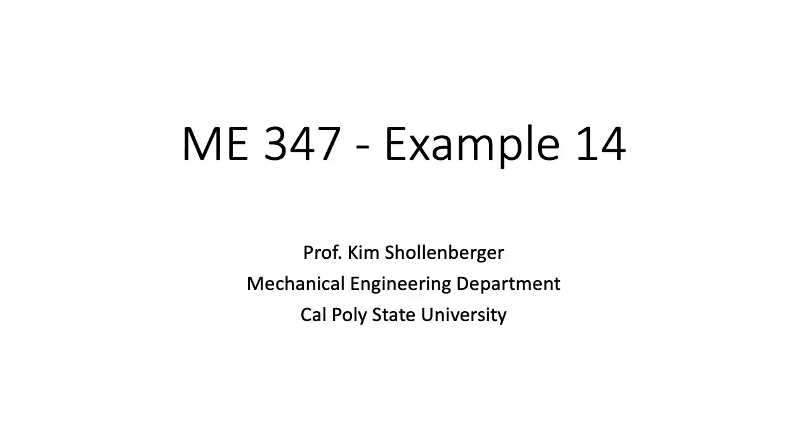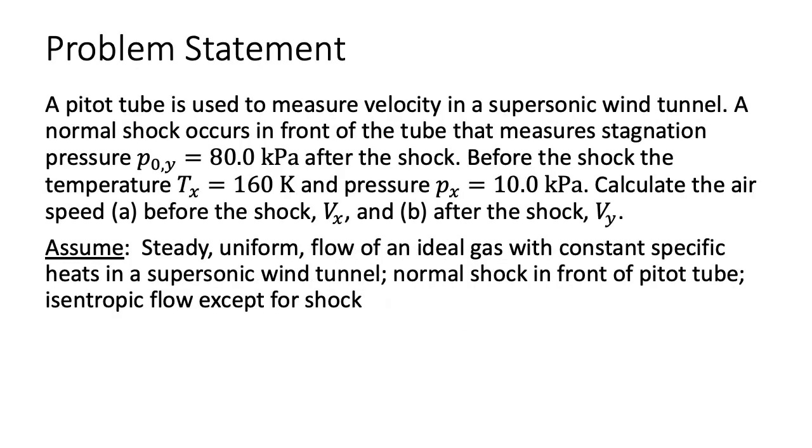ME347, Example 14. A pitot tube is used to measure velocity in a supersonic wind tunnel. A normal shock occurs in front of the tube that measures a stagnation pressure of 80 kilopascals after the shock. Before the shock, the temperature is 160 Kelvin and the pressure is 10 kilopascals. Calculate the airspeed A before the shock and B after the shock.